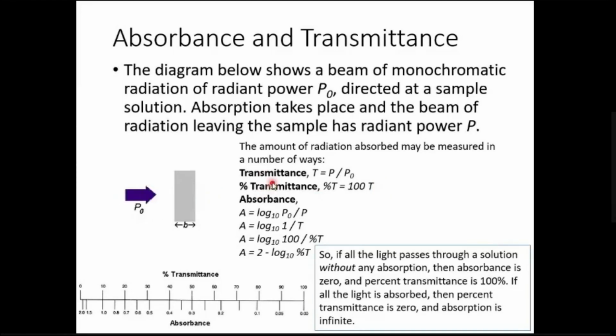Transmittance and percent transmittance are related ways of expressing how much power was absorbed by the sample. That way, A is equal to log to the base 10 of P0 upon P. If you observe the relationship over here, P0 divided by P is 1 by T. So if you want to convert that into percent T, it will be log to the base 10 of 100 divided by percent T. Now, why is it 100 divided by percent T? You can observe this equation.